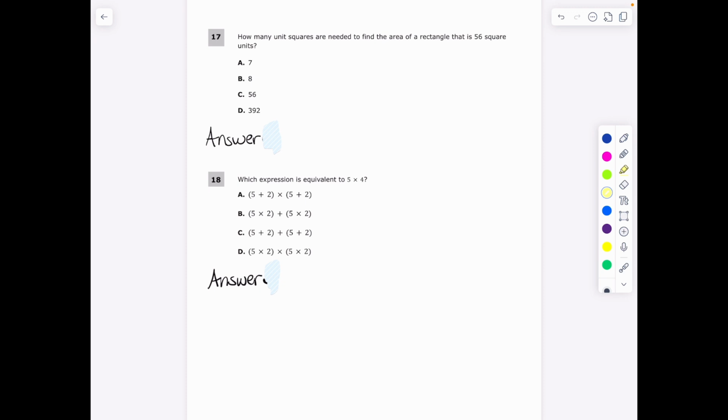Let's unveil 17 and 18. There you go, C and B. All right, for 17, how many square units are needed to find an area with 56 square units? So again, they just want to see you understand what area is. So if the area is equal to 56 square units, this is a silly question, how many square units would you need? 56 of them. They just want to make sure you have that understanding of what area is and that you have 56 squares, that you're starting to think about that visually.